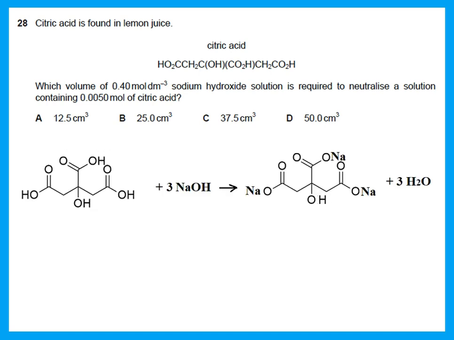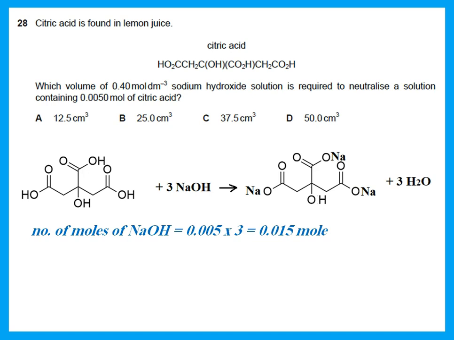Now, acid reacts with sodium hydroxide. Remember that acid reacts with base, so it reacts with sodium hydroxide. Each of the hydrogens from the acid will have to be replaced by sodium, and that means that 1 mole of citric acid needs 3 moles of sodium hydroxide.